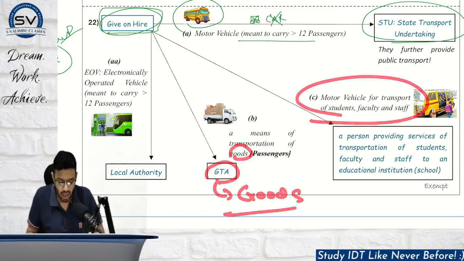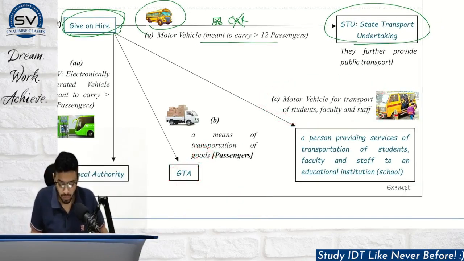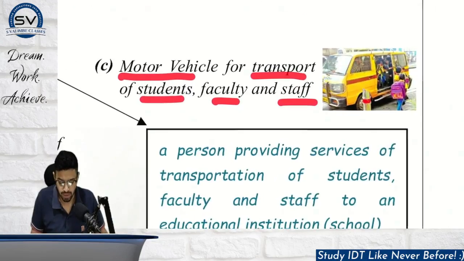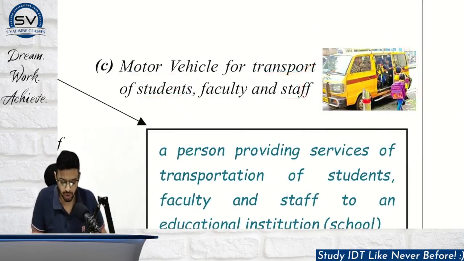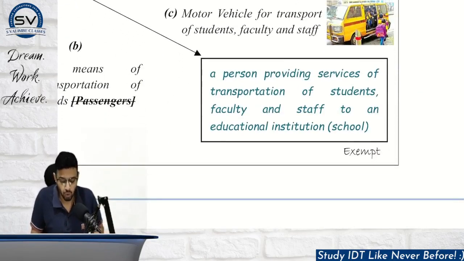Next, last, I am providing on hire a motor vehicle for transportation of students, faculty and staff. So for example, a van. Okay, here a van is covered. Here we are not talking about only buses. Here bus, van, everything is covered. But the focus is, I am providing this motor vehicle to whom?